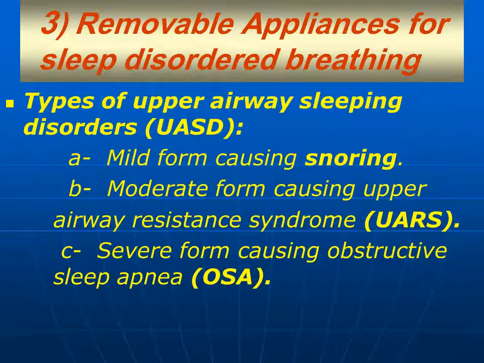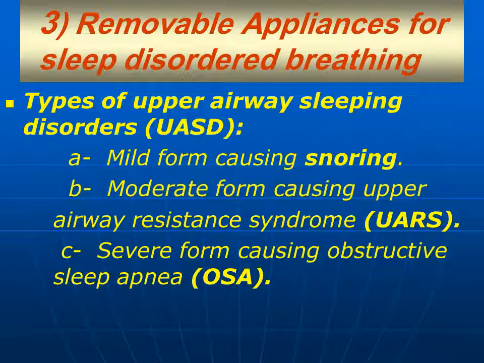The third type of these appliances is called appliances for sleep disordered breathing, or what we call sleep apnea. These cases should be diagnosed properly because we have three types of upper airway sleeping disorders. We divide the upper airway sleeping disorders into three categories.